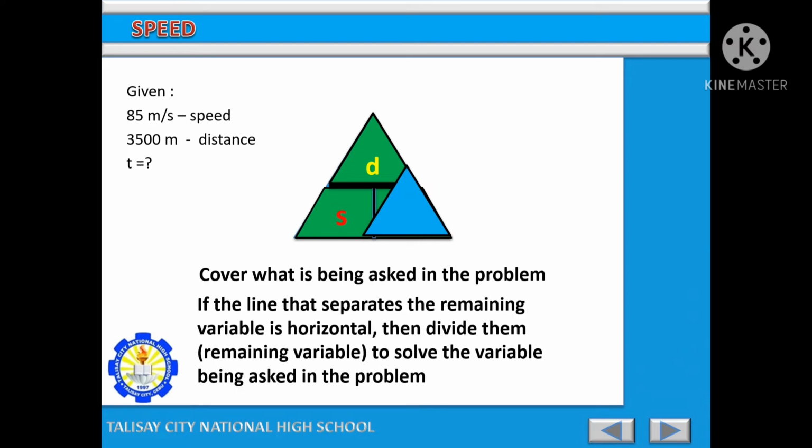If the line that separates the remaining variables is horizontal, then divide them to solve the variable being asked in the problem. So in solving for time, time is equal to distance over speed, because the line that separates them is a horizontal. So we divide distance by speed. Therefore, time is equal to 3,500 meters, that's the distance given in the problem, divided by 85 meters per second, that's the speed in the problem. Therefore, time is equal to 41.17 seconds.